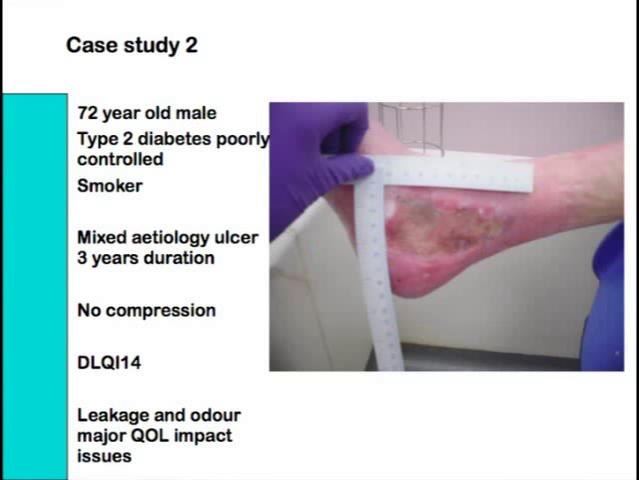Case study 2, 72-year-old man, again type 2 diabetes, which is well controlled. He is, however, a smoker, a mixed etiology of 3 years duration ulcer. Patient had had no compression for a long time. DLQI of 14. Leakage and odour are cited as the major quality of life impact issues for the patient.